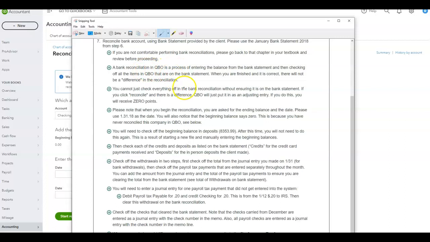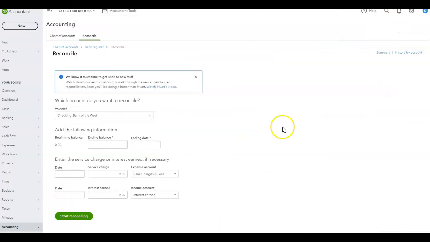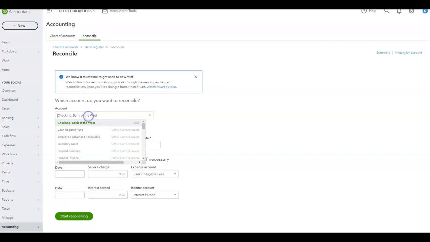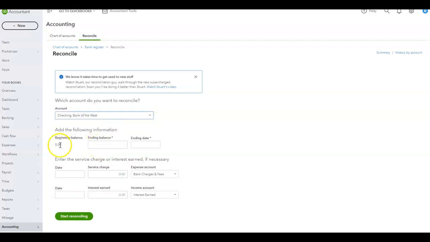So a bank reconciliation is the process of entering the balance from the bank statement and then checking off the items in QuickBooks that are on the bank statement. When you're finished, there won't be a difference. What I mean by that is, when we first start, let's just start it. We want to make sure we have the checking account chosen. It shows a beginning zero balance because we're just starting QuickBooks. This company has not been in QuickBooks before.